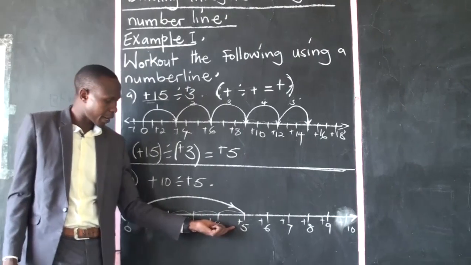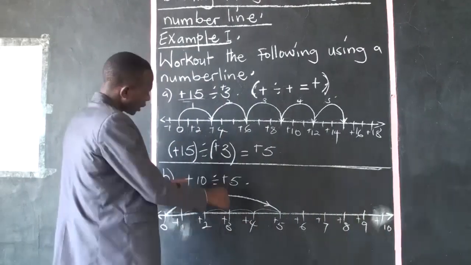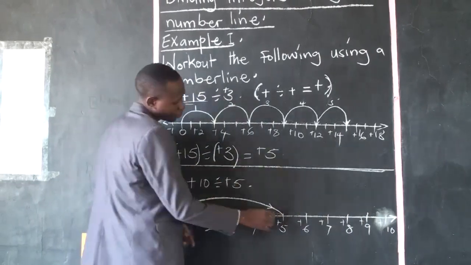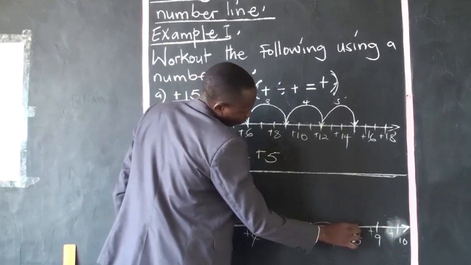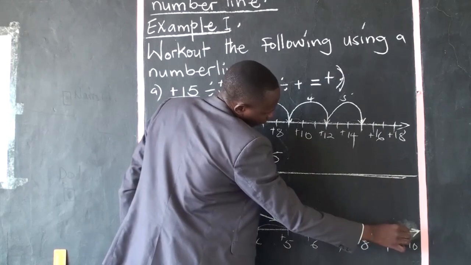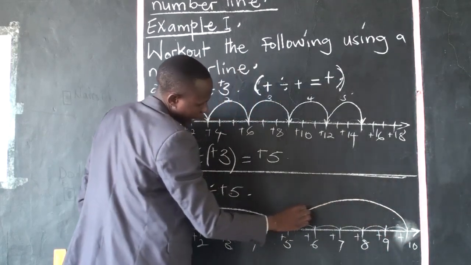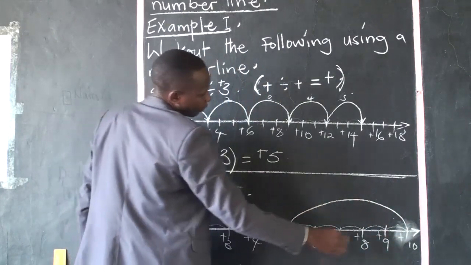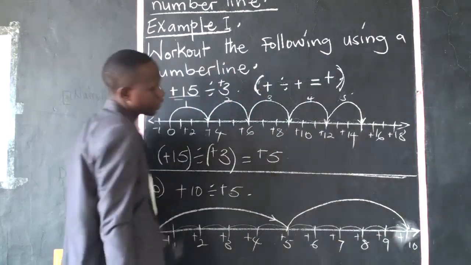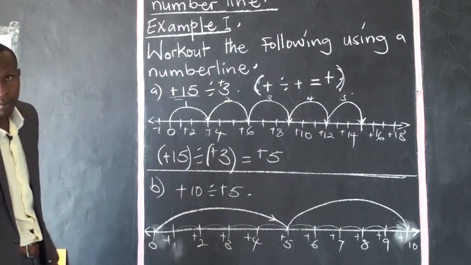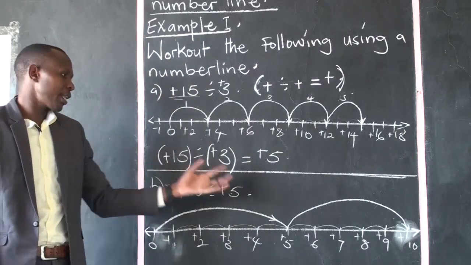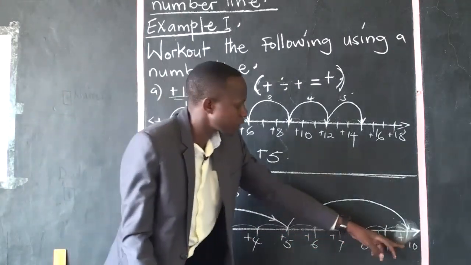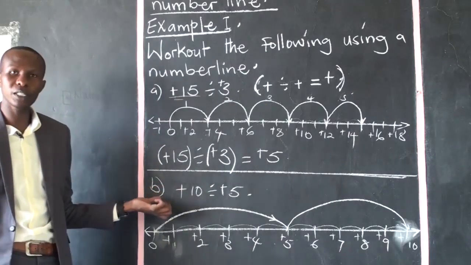When we reach here, we have not reached 10. So we need another interval of 5. I will say 1, 2, 3, 4, 5. So from there, this is the second interval. Now we have reached positive 10.